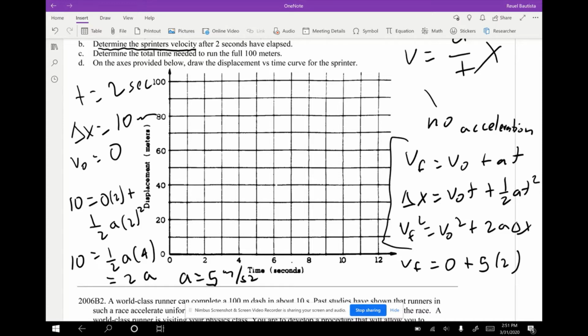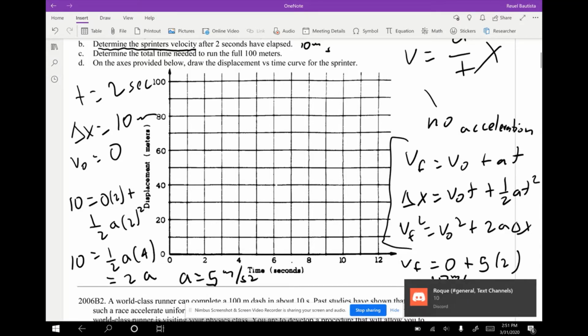So we know a lot of things about the first 2 seconds. The runner started from rest, ended at 10 meters per second, had an acceleration of 5 meters per second squared, and a 10-meter displacement, right? So we know everything about the first 2 seconds. Now we're going to figure out the rest.